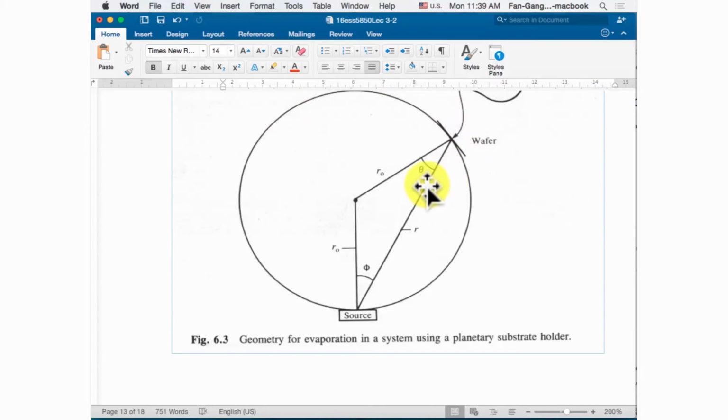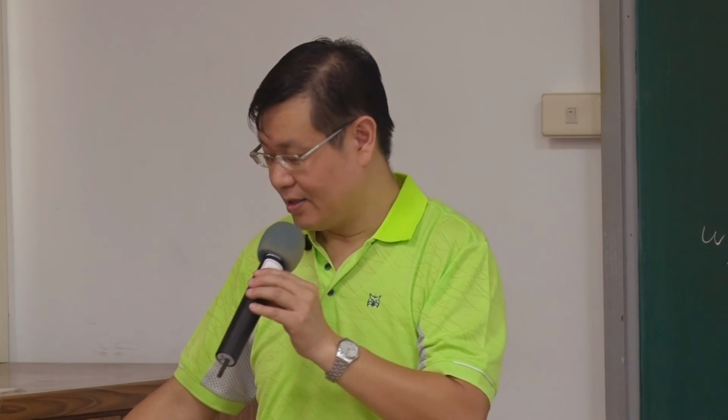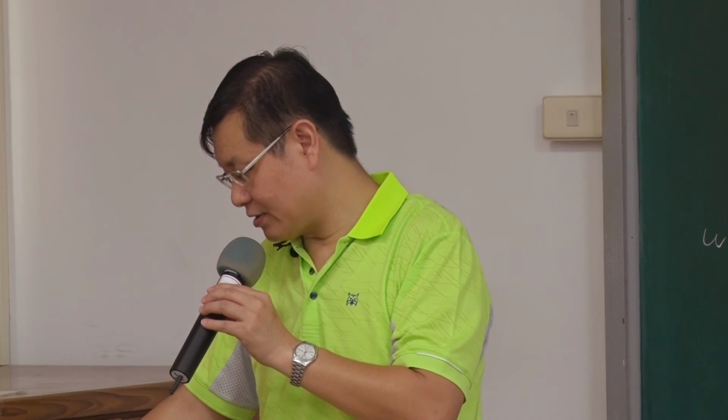If you put the wafer at a different position, you actually get a different deposition rate. Sometimes it's not easy to control the process. Every time we heat up the target, you want to deposit onto as many substrates as possible to reduce the cost. So we need to think about how to place the wafers surrounding the source in order to get a very uniform deposition on each individual substrate. That's why we consider a planetary way.